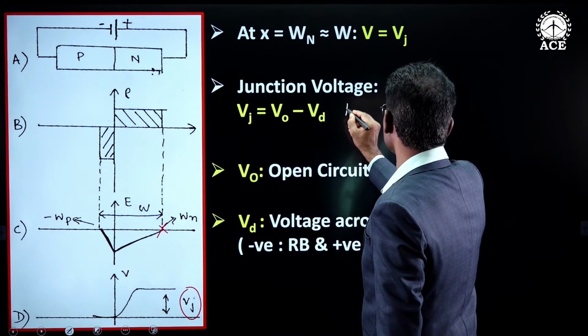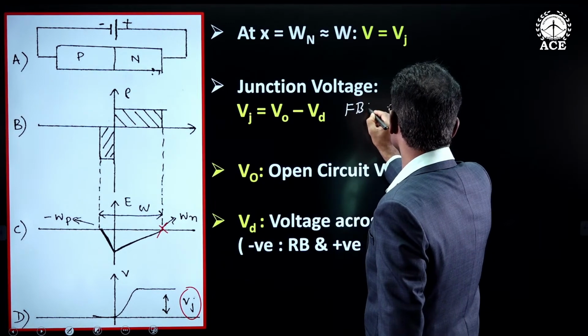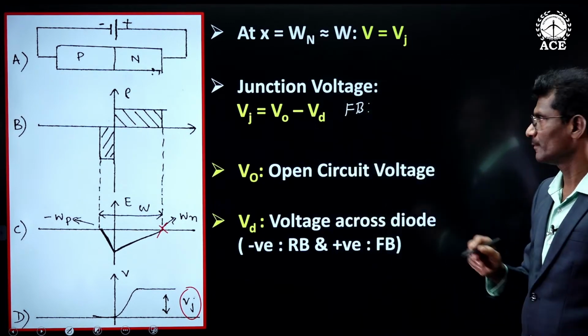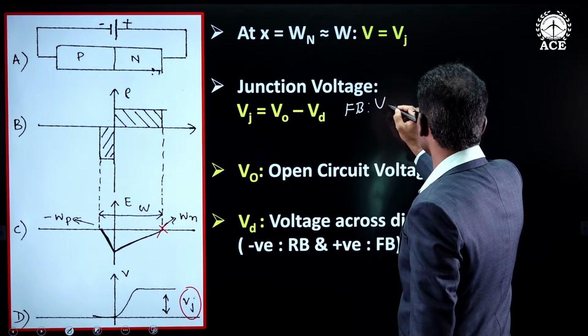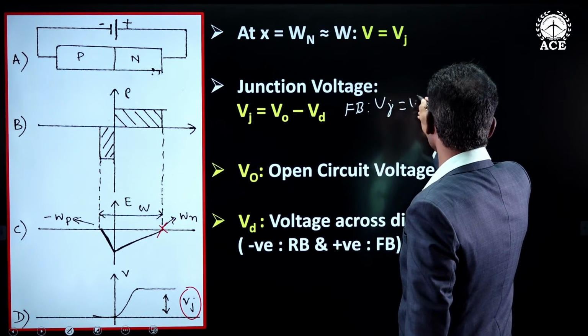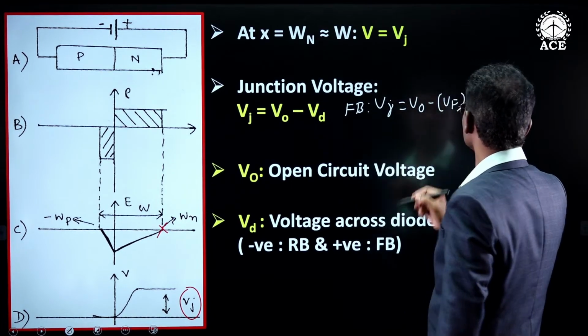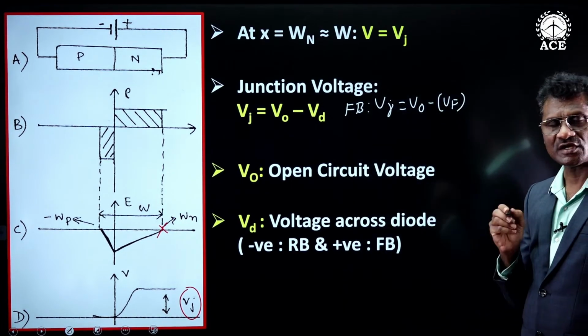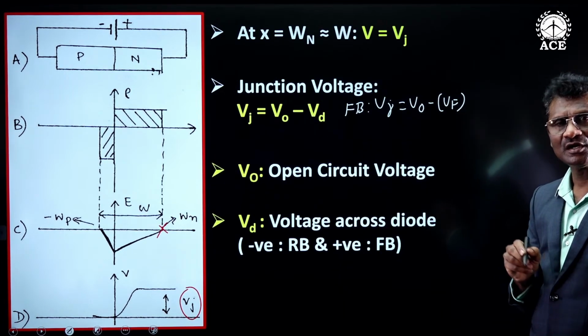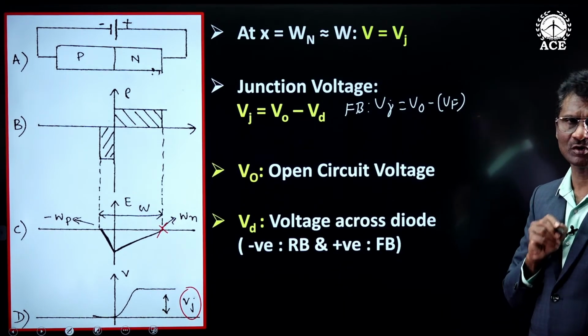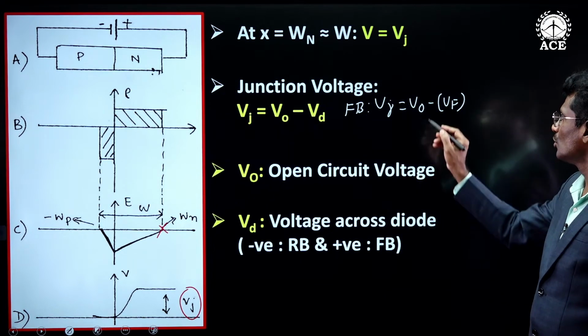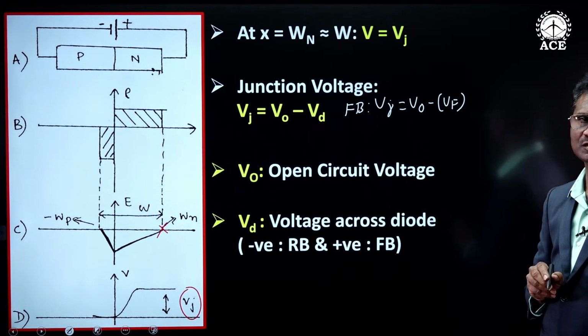Suppose a diode is forward biased, then junction voltage Vj equal to V0 minus Vf, and hence junction voltage decreases by an amount of applied forward bias compared to open circuited contact potential.